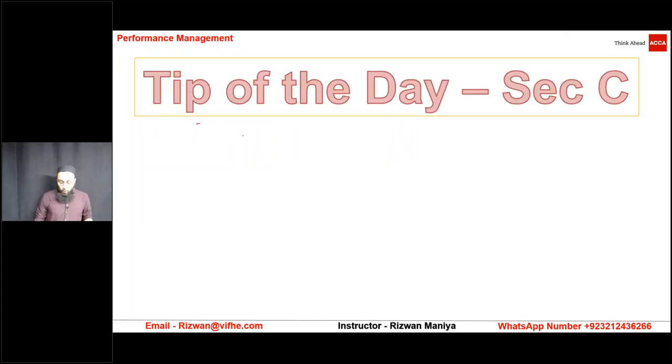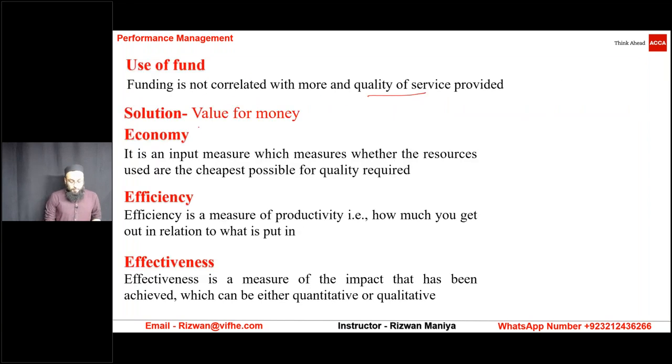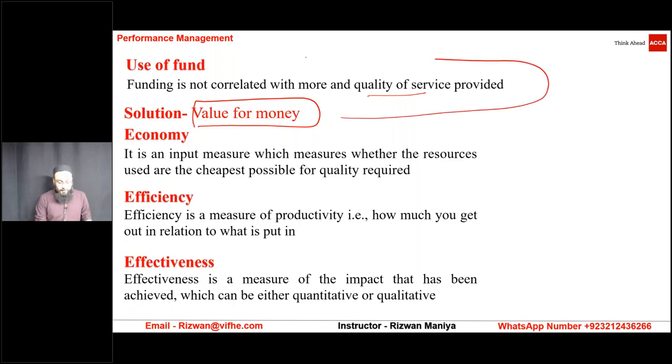So if there is an organization whose performance has to be assessed, the answer to this is value for money. Value for money is a technique which will check whether the funds that are given by the government are being used in the most effective way or not. Through this, we are able to give feedback to the donors, to the contributors, on whether their funds are being used in the right way or not. So let's see how value for money is useful in assessing the performance of a not-for-profit organization.